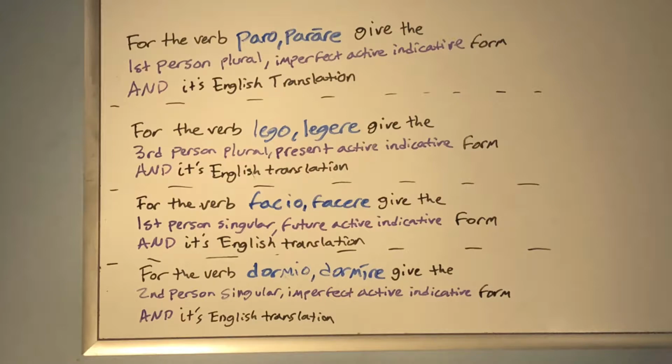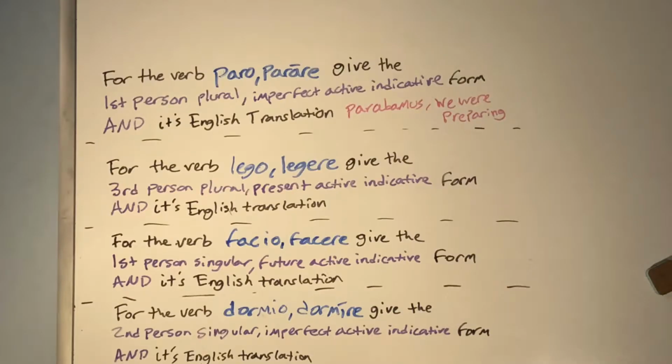So now all we have to do is just select the first person plural imperfect ending, which is bamus. So the form is parabamus. Its English translation being imperfect, it was verbing, and we also need to supply a pronoun, so we were preparing. That would be the translation for parabamus. So as you see on the screen there, parabamus, we were preparing. Now try the other three on your own.